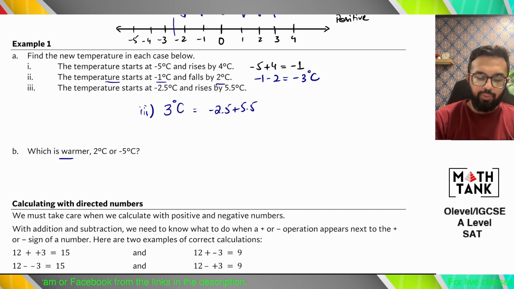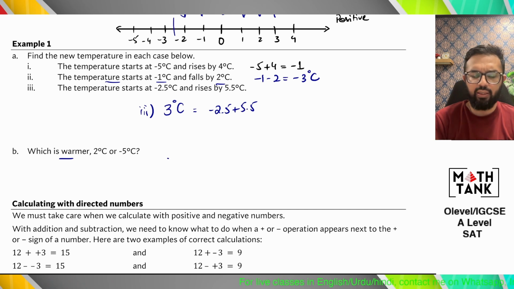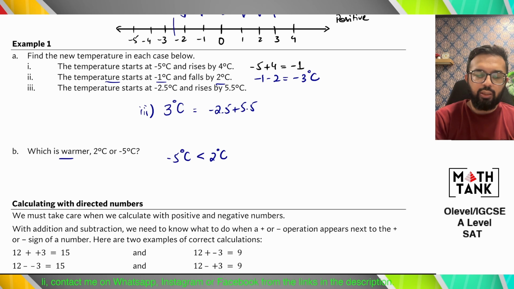Part B, for example, 1 says which is warmer, 2 degrees centigrade or -5 degrees centigrade. So obviously -5 degrees centigrade is less than 2 degrees centigrade. So it becomes colder when you are to the left hand side of the temperature. So in this case, 2 degrees centigrade is going to be the warmer temperature.